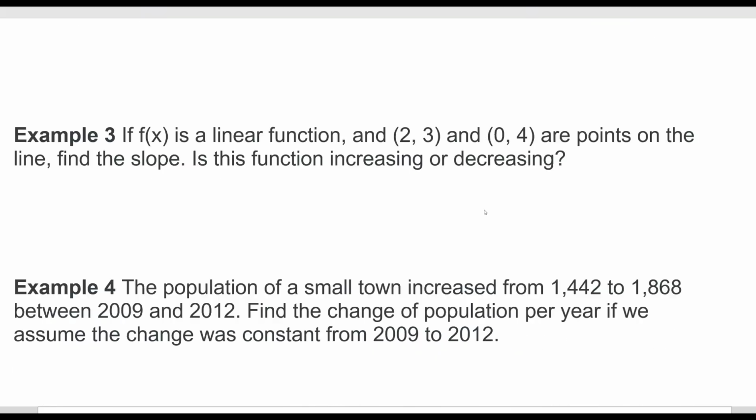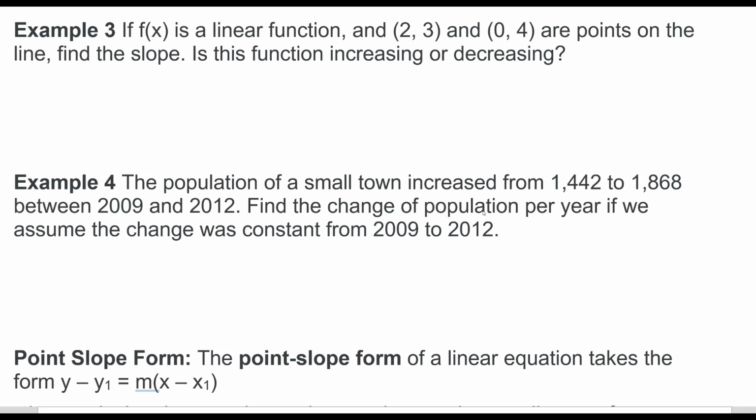Okay, so example 3 here says if f is a linear function and (2, 3) and (0, 4) are points on the line, find its slope. So is this function increasing or decreasing? I'll do 4 minus 3. So I started with the 4. So 4 minus 3, the y's minus each other, over 0 minus 2. So start with 0 minus 2. That's 1 over negative 2. That's negative 1/2. So it's a negative slope, so this is decreasing.